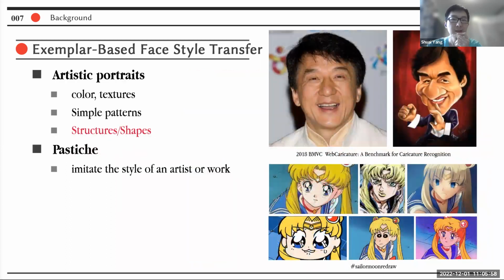In this task, in addition to the colors, textures, and simple patterns, the method should also pay attention to the face shapes for precise portraits. For example, we need to exaggerate the nose of Jackie Chan to render a caricature portrait. Here are more examples. You can see besides the color, we also need to mimic the change of the eye shapes to better mimic the style of an artist.